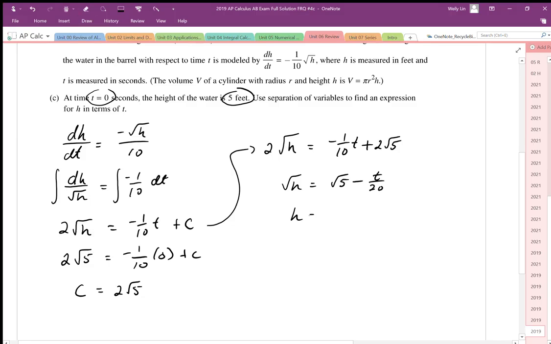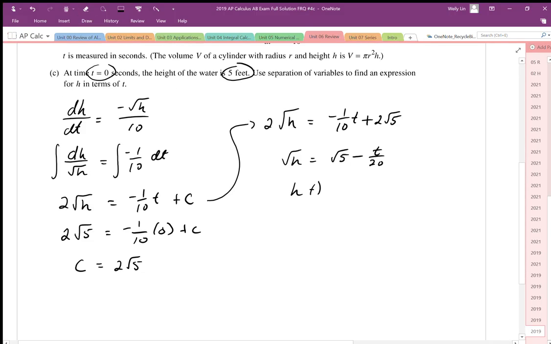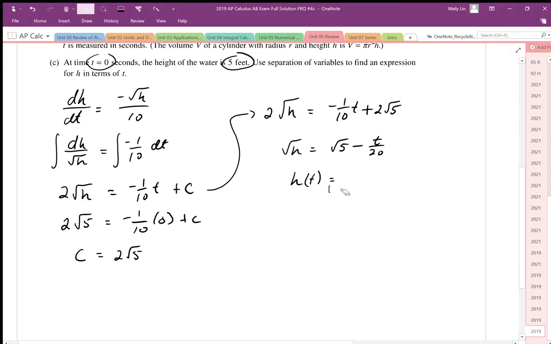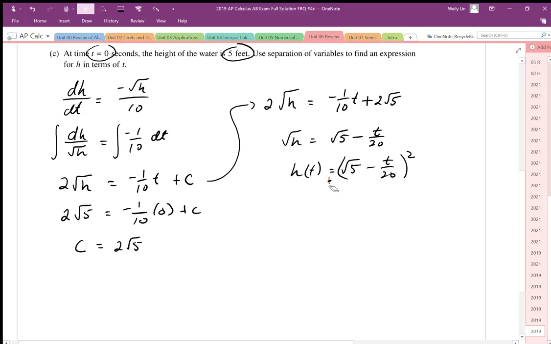Okay, so h as a function of t is equal to root 5 minus t over 20, all squared. Okay, but there's our equation.